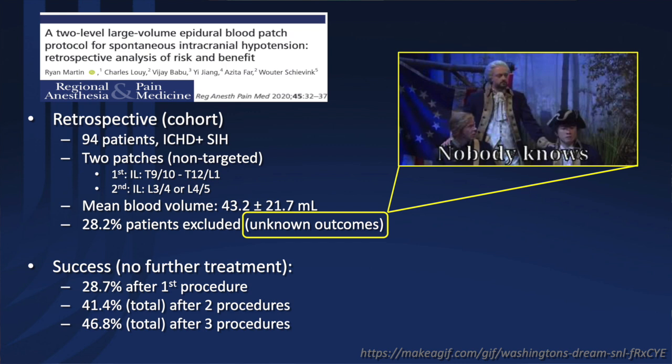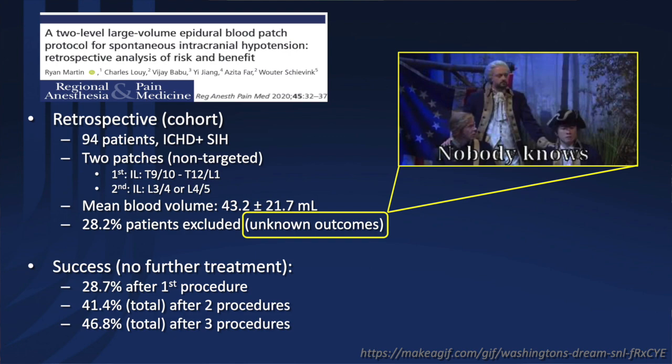So a retrospective cohort of 94 patients. They did use ICHD criteria to find the SIH patients. They did 2 patches in a non-targeted fashion at these levels, one in the lower thoracic spine, one at the lumbar spine with a large volume of blood. They did exclude a whole bunch of patients. So what happened to them? Nobody knows, right? So it could have been that they all got better. It could have been that they all got worse. And they defined success as no need for further treatment. And 28% didn't need any further treatment after the first patch.